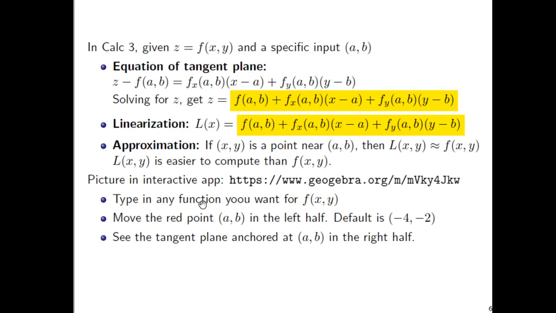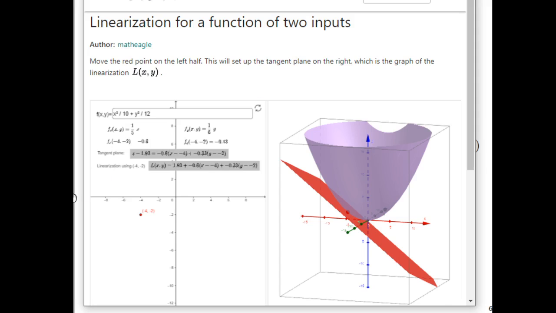So you can actually type in any function you want for f of x comma y, move the red point a comma b in the left half. The default happens to be -4 comma -2, and then you'll see the tangent plane, which is based at that point a comma b in the right half. So let's click on this and see what happens. Okay, so here it is.